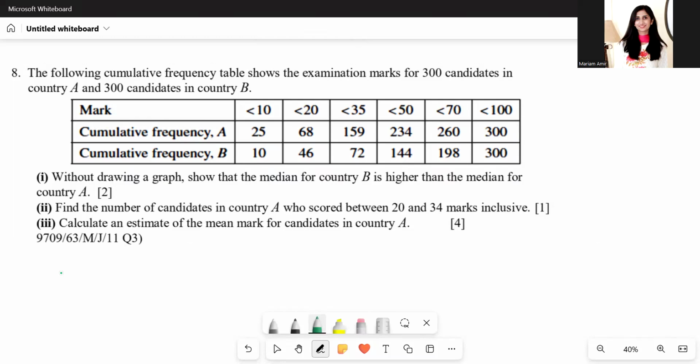Okay, so for median, just a second, please. All right, sorry, I had to go somewhere.